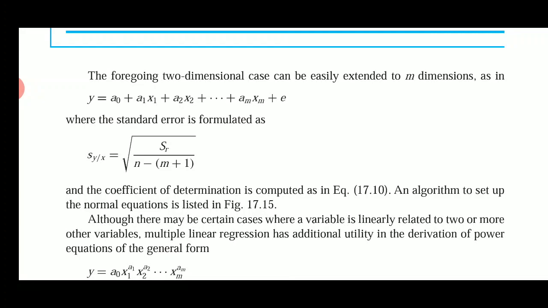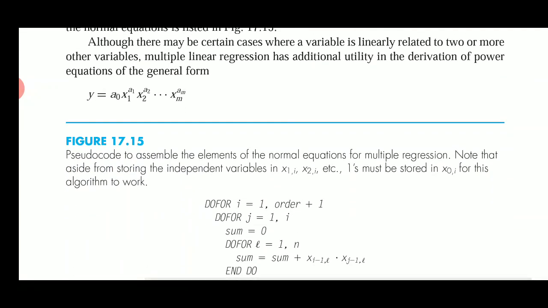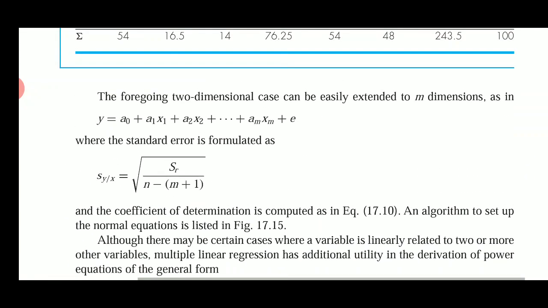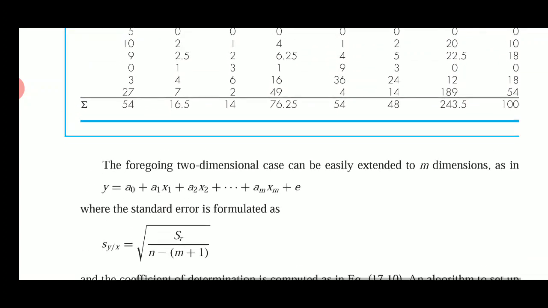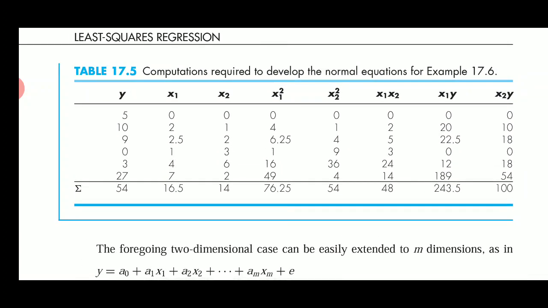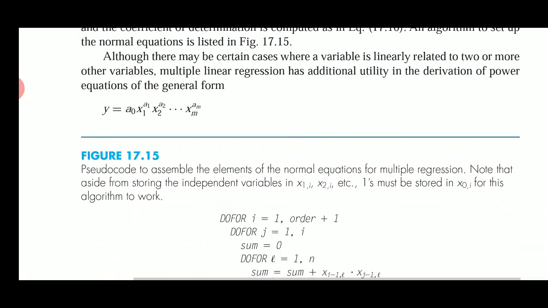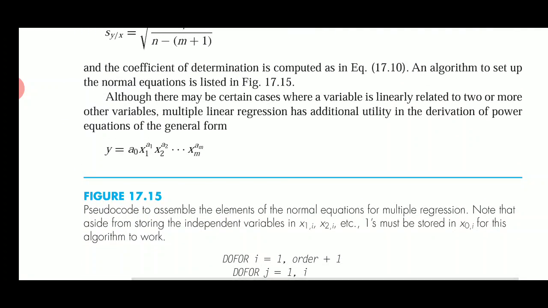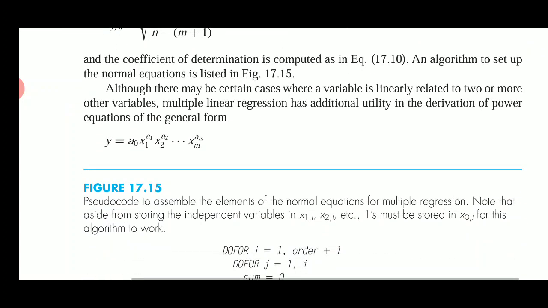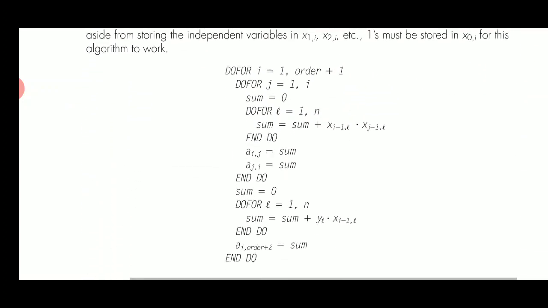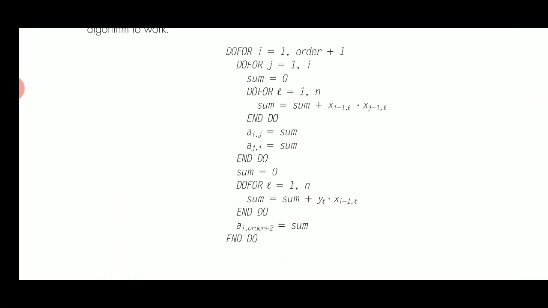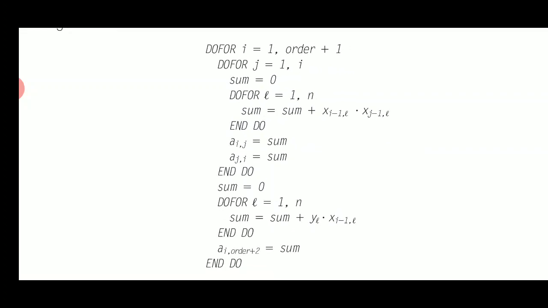So of course, for only two variables and a small number of data points, you can do manual calculations as we have done here. But in real life, when you have thousands of data points and hundreds of variables, it is not possible to do that. That's why you have to write a program or an algorithm. Okay, so this is the pseudocode for multiple linear regression.